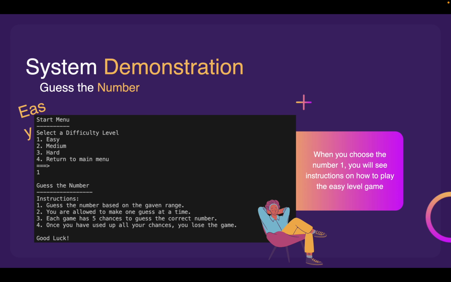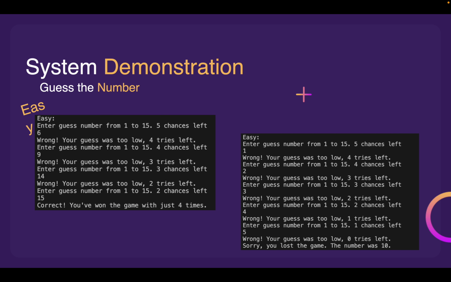We have 3 difficulty levels in this game. We will start with the easy one. When you choose the number 1, you will see instructions on how to play the easy level game. Then the game will start. On this level, you will have 5 chances and you will enter your guess number from 1 to 15. And you will be getting feedback about the distance of your guess from the number you need to find. The game continues until you win the game or until all your trial rights are used.